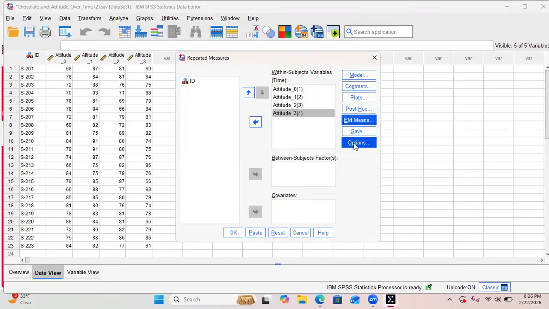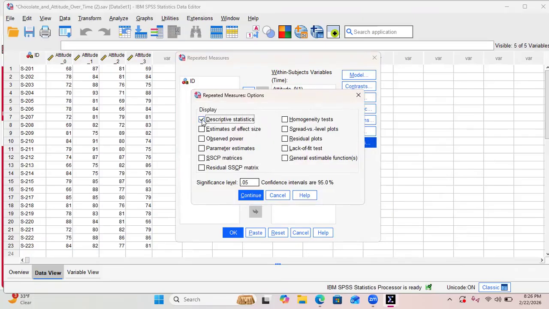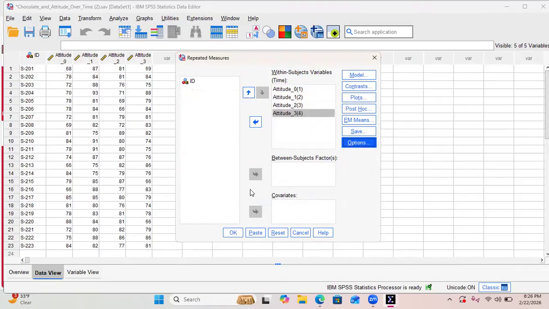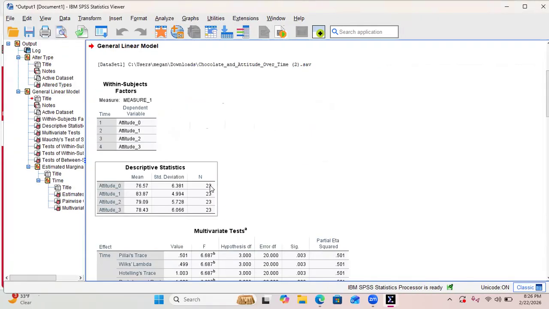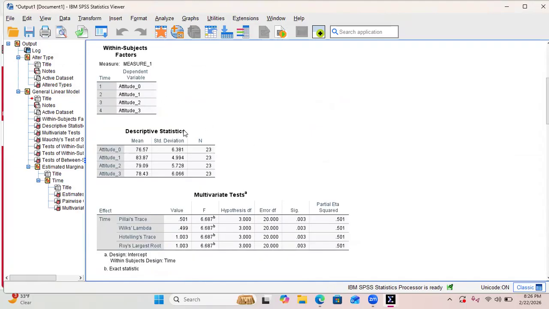After that, you need to make sure that you click on options, and we want descriptive statistics, and we want the effect size as well. So I'm going to click on that and hit continue. After those have been checked, I'm going to hit OK. And now we have our general linear model here. Now, note that attitude 0, our pretest, is time 1. And then we have our 5 minutes is 2, our 1 hour is 3, and our 4 hours is time 4.